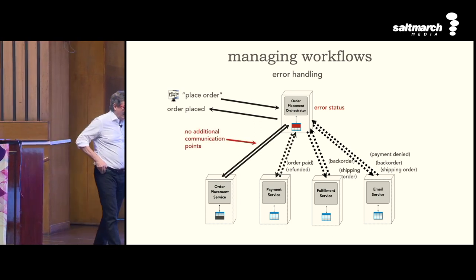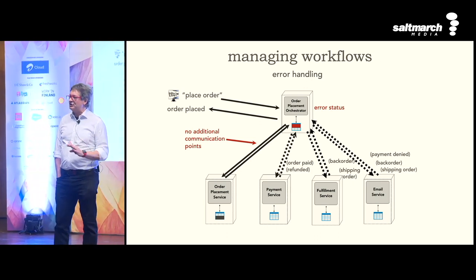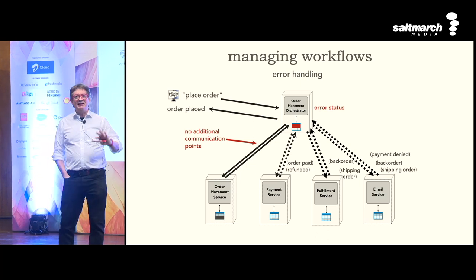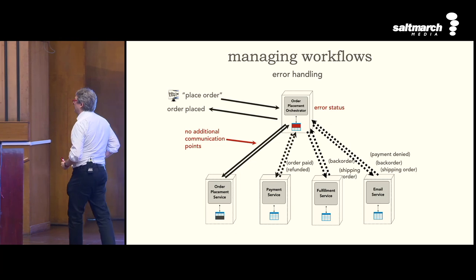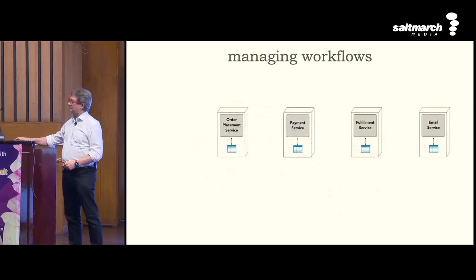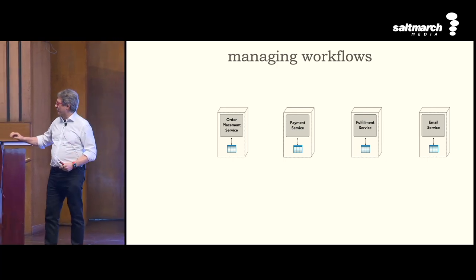Notice that for the error and boundary condition, I didn't have to add any communication points. All the communication points I needed were there. I just reused them to manage the boundary condition and the error condition. So let's look at choreography, the opposite of orchestration.